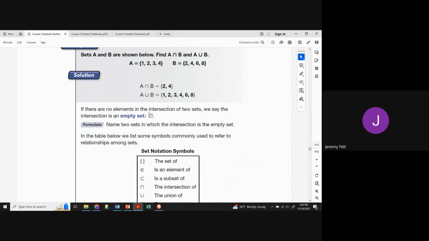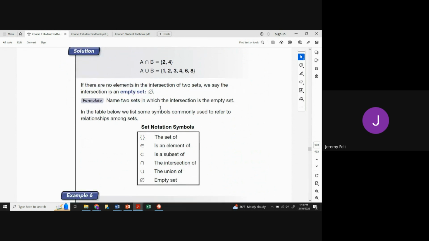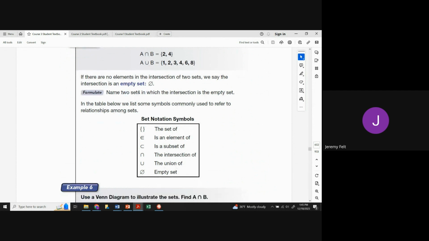Now, for the empty set, we use this circle with a line through it. We use that down the road also if we have something that's undefined, like we get an equation and we're trying to solve for x and we end up having to divide by 0. We can't do that, so we say it's undefined, or we put a circle with a line through it. We can use that same symbol for an empty set. If there are no elements in the intersection of two sets, we say the intersection is an empty set. Like the intersection of odd and even numbers. Well, you're either odd or even. You can't be both, so that would be an empty set. There's going to be no intersection between those.